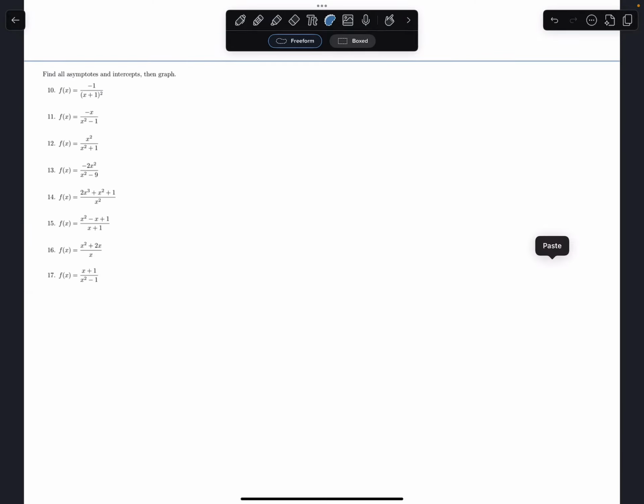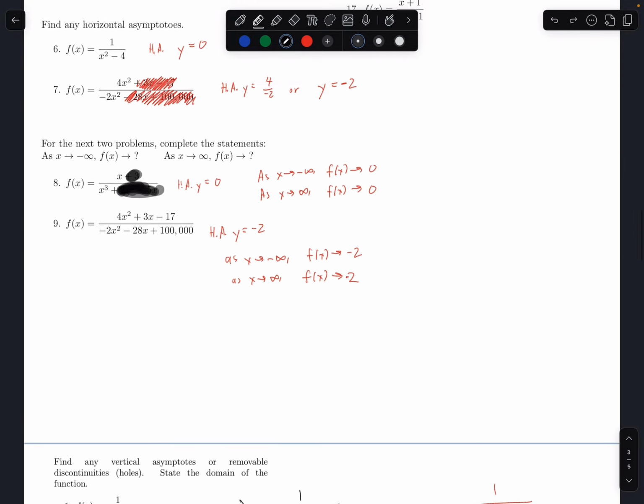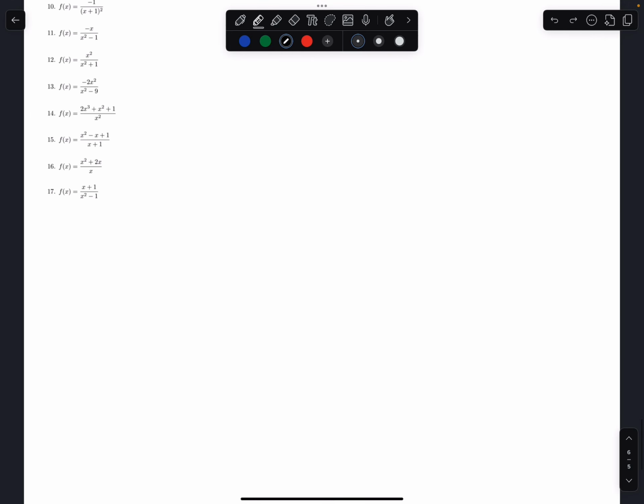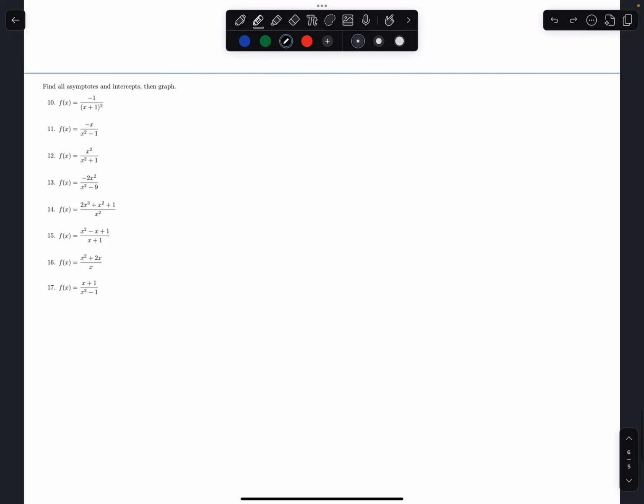Okay, starting with number 10. Find the asymptotes, intercepts, and then graph. Those are the basic instructions. Basically we're going to roughly follow the 6 steps in our 6-step process to graphing, but we'll kind of play it by ear. So number 10, we at least have to find the asymptotes, intercepts, and the graph.